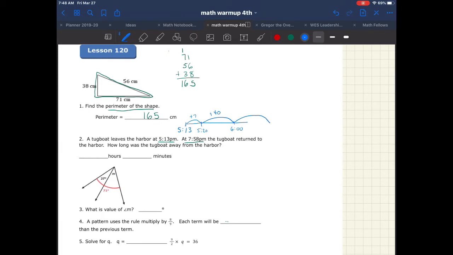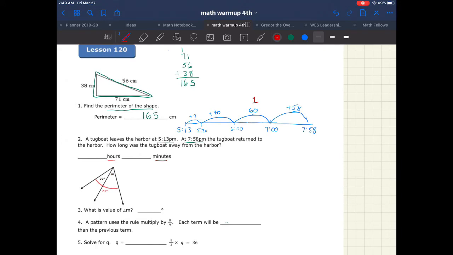Now let's jump 60 minutes to get us to 7 o'clock. And then I've got my 58 more minutes to 7:58. So altogether, the tugboat has been away 7 minutes, 40 minutes, 60 minutes, and 58 minutes. So I know 60 minutes is 1 hour. And instead of adding them with all the minutes, I want hours because it asks for hours and minutes.